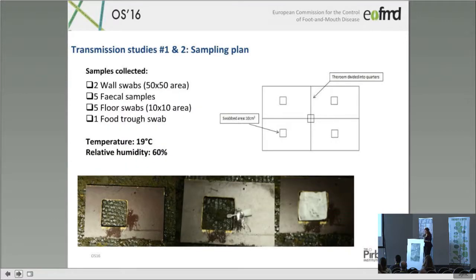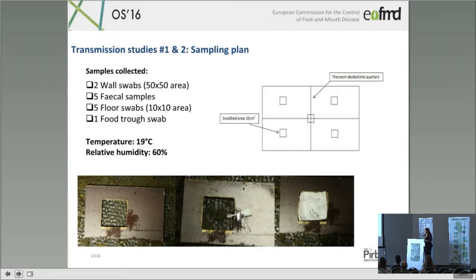For the samples collected, in order to sample the environment, we took 2 wall swabs, 5 floor swabs, 5 fecal samples, and 1 food trough. For the wall swabs, an electrostatic dust cloth was used to wipe a 50 centimetre squared area. We'd start at one side of the wall and work our way across over the days so that the same area wasn't swabbed more than once.